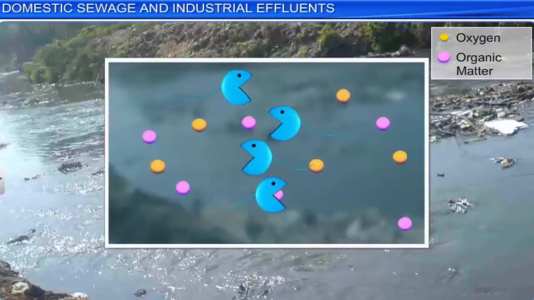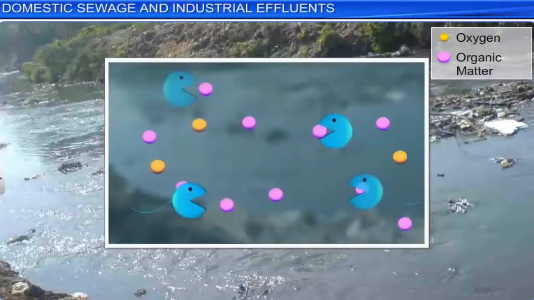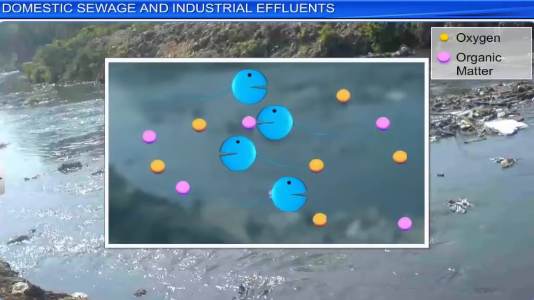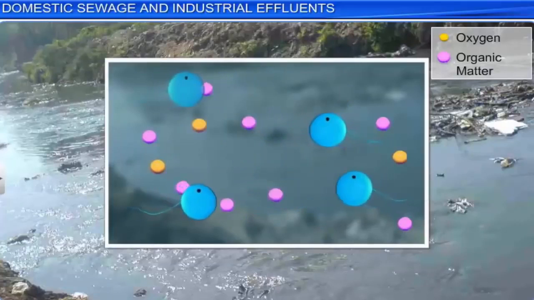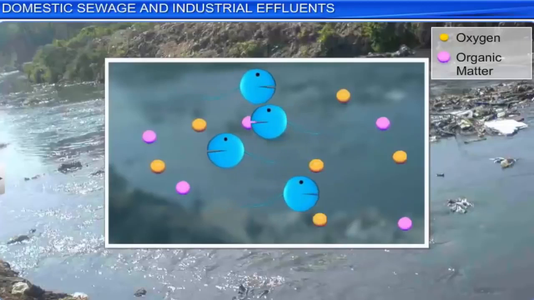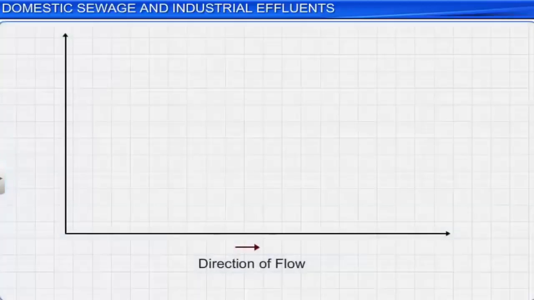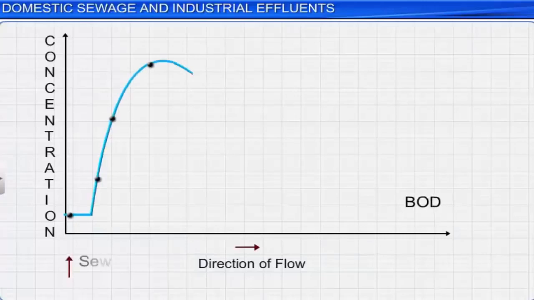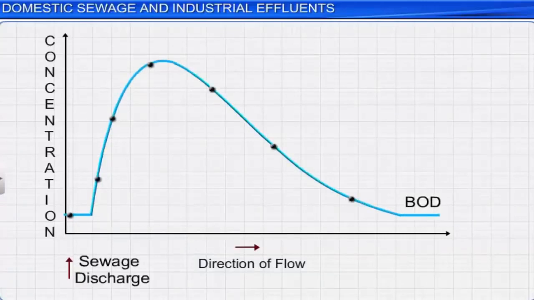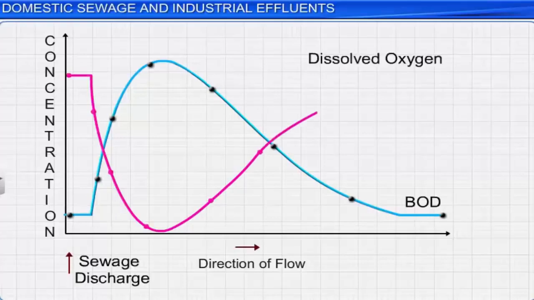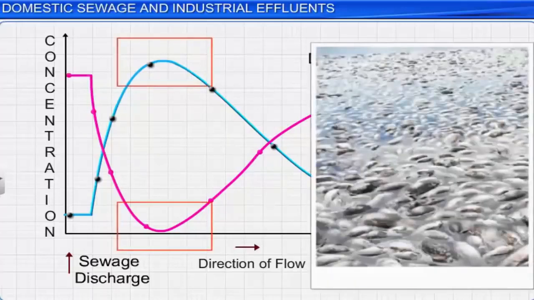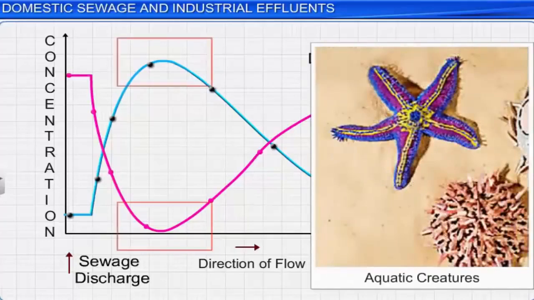However, during this process of decomposition, microorganisms require a lot of oxygen, which is measured in terms of biochemical oxygen demand, or BOD. The concentration of BOD in the sewage water discharged into the water is high. A high concentration of BOD automatically translates into low amounts of dissolved oxygen, or DO, as depicted in this graph. High BOD and low DO ultimately cause the death of fish and other aquatic creatures.